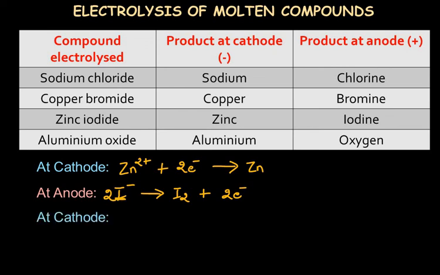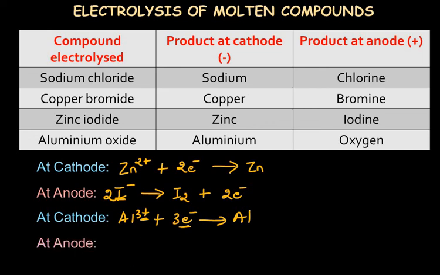Next is aluminium oxide. Now aluminium here again will get discharged at cathode. Now aluminium is 3+ charge, so it will have to gain 3 electrons to form the aluminium metal. So number of electrons being gained depends on the charge of the metal ion. If it's 2 plus charge, then it has to gain 2 electrons. If it is a 3 plus charge, it needs to gain 3 electrons.